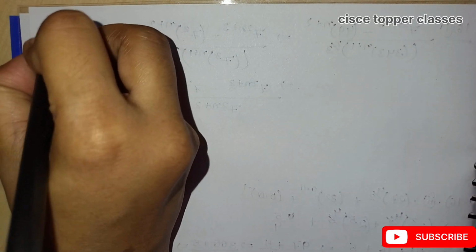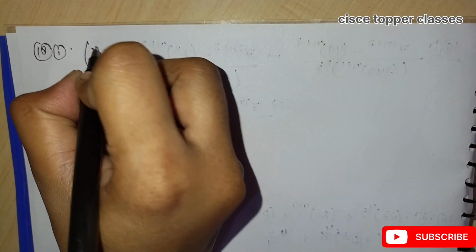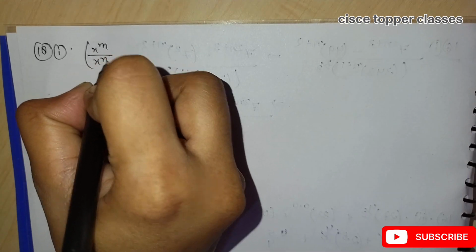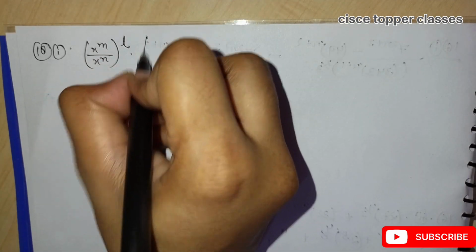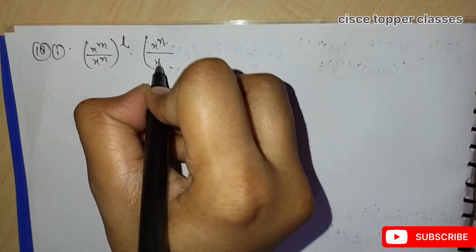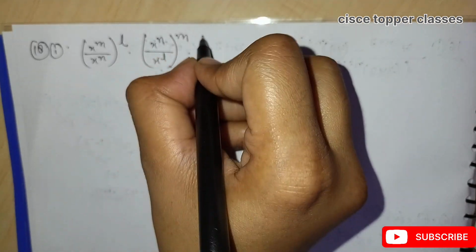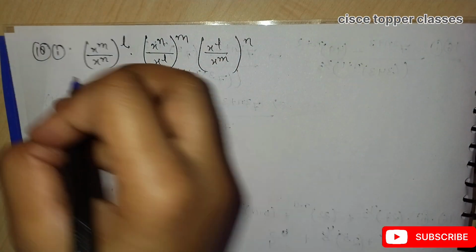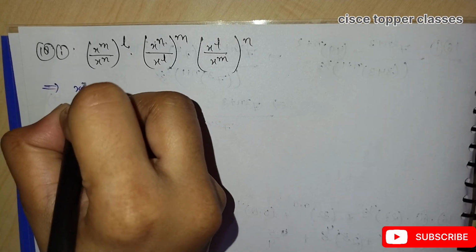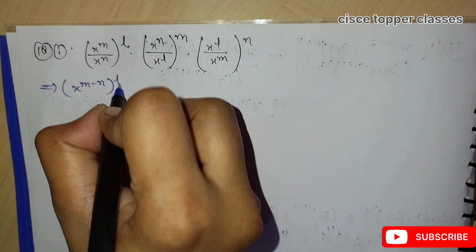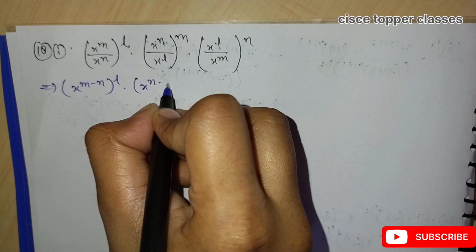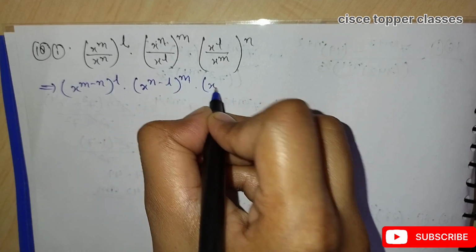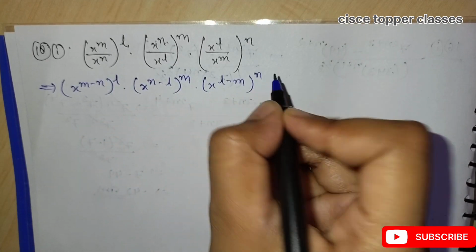Now let us solve 18th first part here, which is x to the power m divided by x to the power n, the whole power l, dot x to the power n divided by x to the power l, the whole power m, and here x to the power l divided by x to the power m, the whole power n. So this will be here x to the power m minus n, whole l, dot x to the power n minus l, whole m, dot x to the power l minus m, power n.